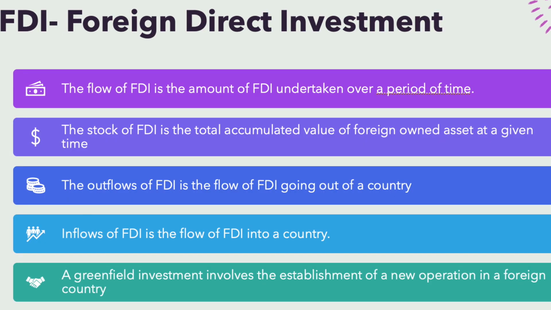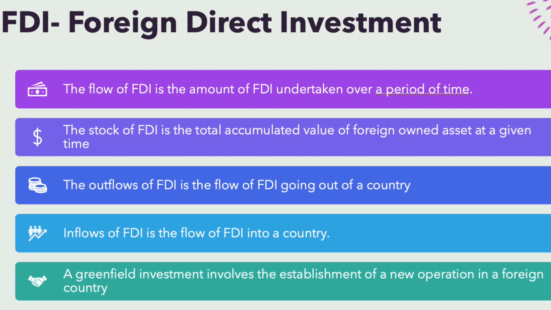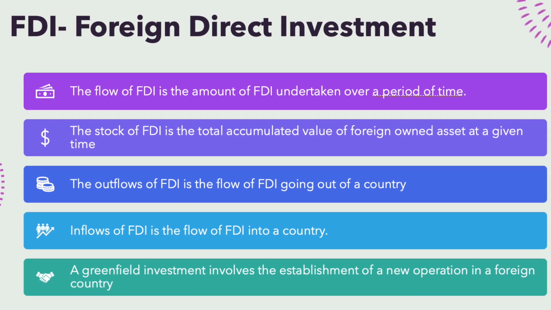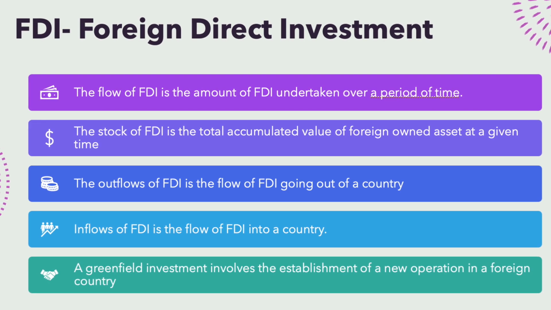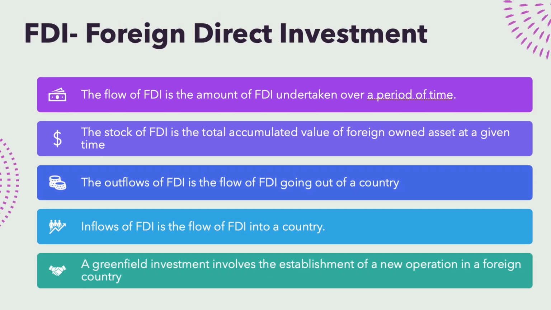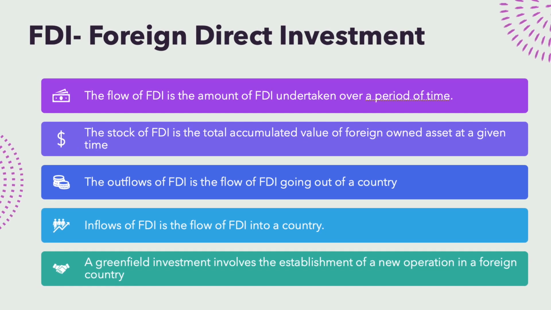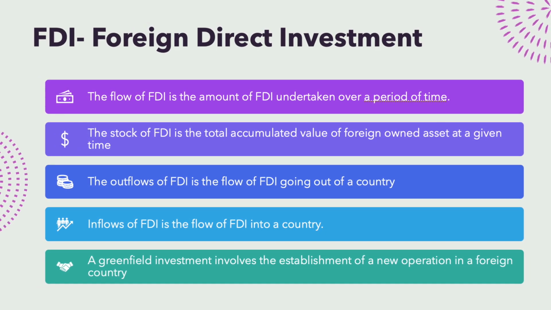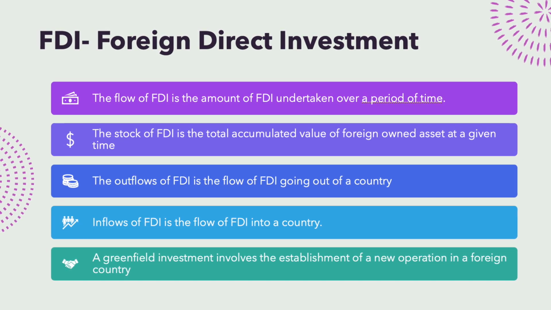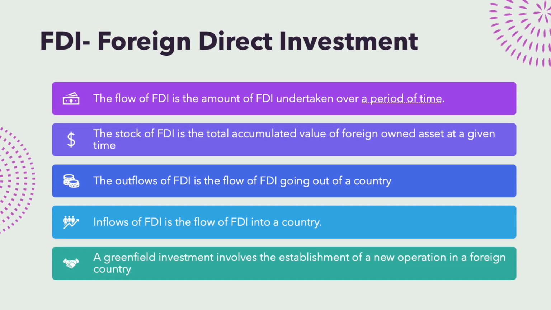Foreign direct investment. The flow of FDI is the amount of FDI undertaken over a period of time. The stock of FDI is the total accumulated value of foreign-owned assets at a given time. The outflow of FDI is the flow of FDI going out of a country. The inflow of FDI is the flow of FDI into a country. A greenfield investment involves the establishment of a new operation in a foreign country.